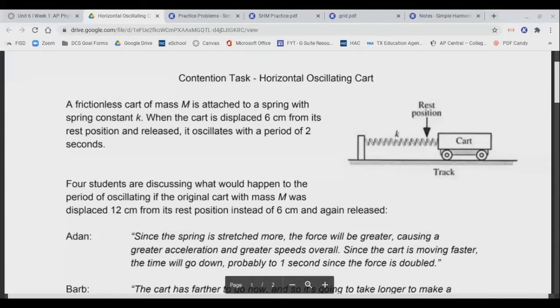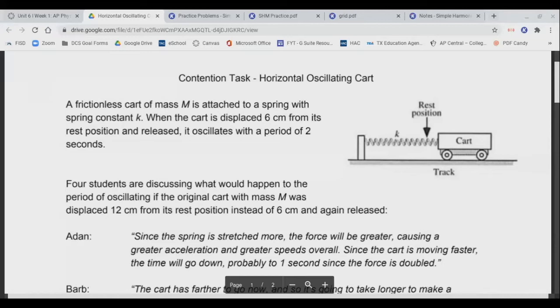And there you go. All right, so on the screen, we've got a frictionless cart of mass M. We're being real creative. Mass is M. It's attached to a spring with a spring constant K. When the cart is displaced 6 centimeters from its rest position and released, it oscillates for a period of 2 seconds. So that's 6 centimeters. That's our what? What is that?